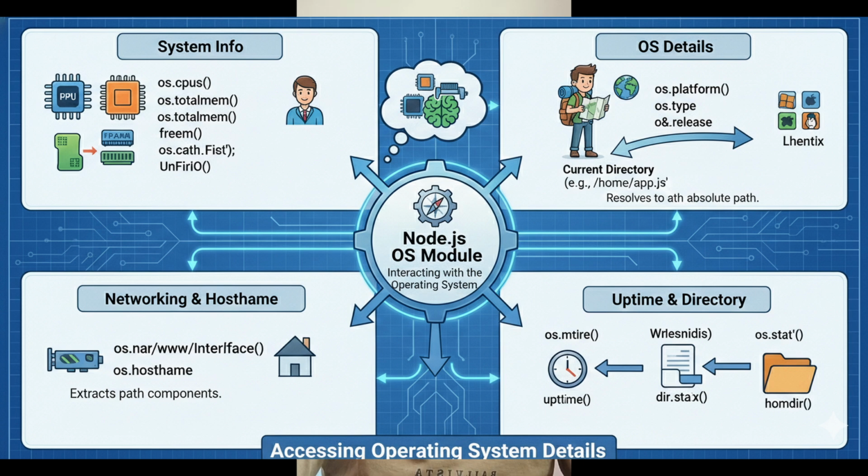The next important module we have is the OS module. This module helps us to get information about the operating system and the hardware on which our server is built. It helps us to get the specifications of the hardware and software details like the RAM and the operating system that it is running on, and it is used in almost every production app.